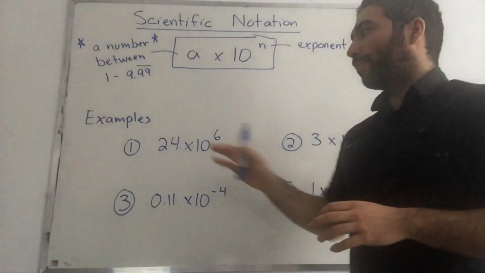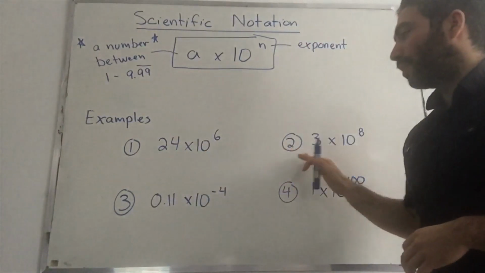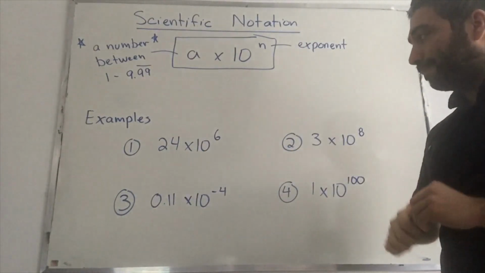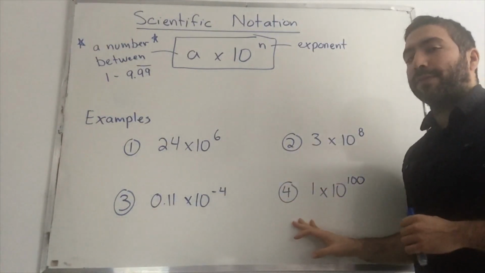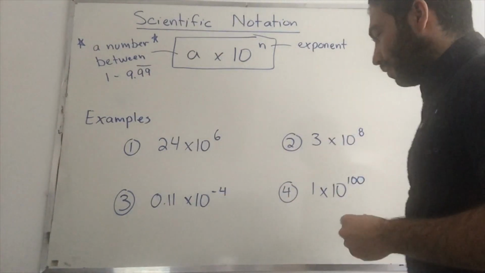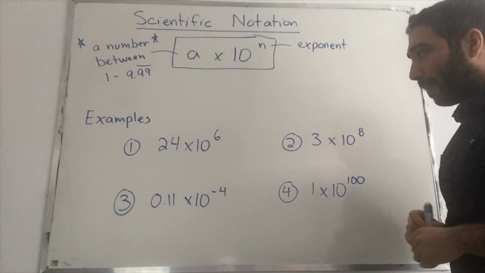So let's take a look at the example that I wrote over here. We have 4 numbers, 1, 2, 3, 4, and it's your job to determine whether you think these numbers are written in scientific notation or not. I urge you to pause the video and try to figure it out yourself.